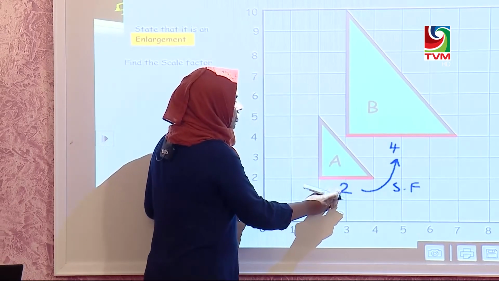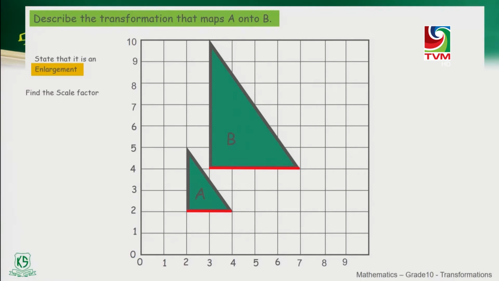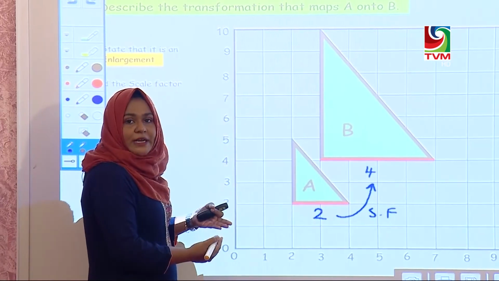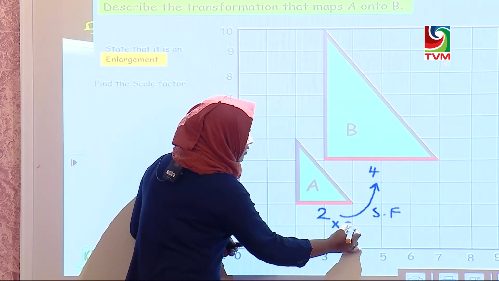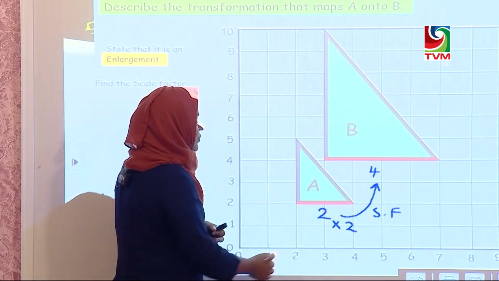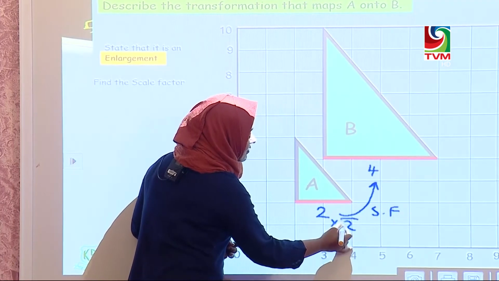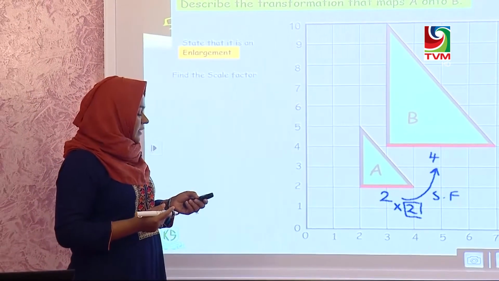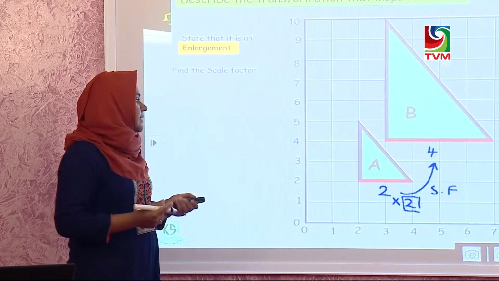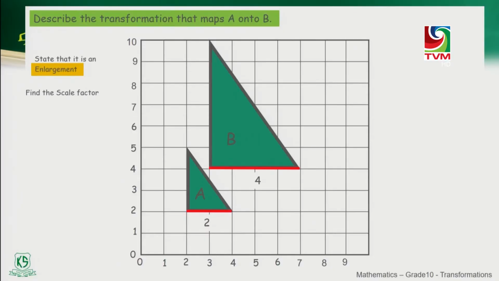Now if you have 2 here and 4 here, check 2 times which value gives you 4. 2 times 2 is 4. That means our scale factor is 2. To be sure of your scale factor, you can check another side. Now to check if your scale factor is correct, you can check another side.